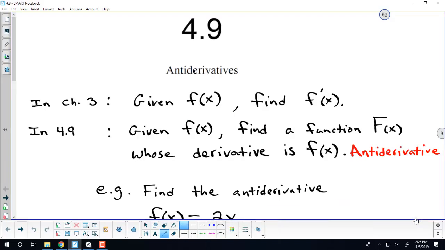Okay, so in 4.9, we're talking about the reverse process of finding derivatives: antiderivatives. Antiderivatives do lead us into Chapter 5. Really, the antiderivative piece is like the other pillar of calculus. So primarily in the rest of Calc 1, we focus on antiderivatives and what they actually do for us. And if you go on to Calc 2, it's all about antiderivatives for the most part.